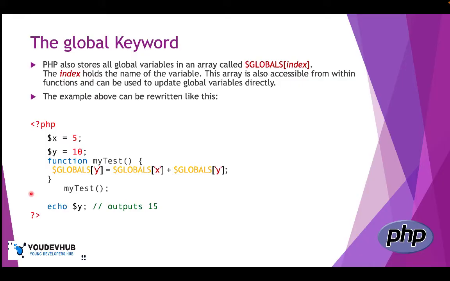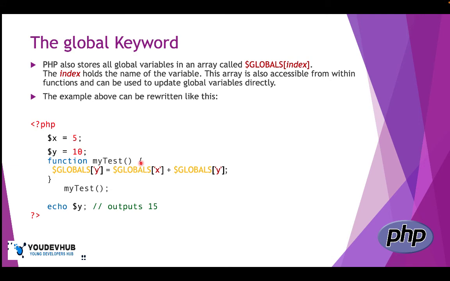Also, apart from using the global keyword, we can also use the GLOBALS array with an index. PHP also stores all global variables in an array called $GLOBALS[index]. The index holds the name of the variable, and this array is also accessible from within functions and can be used to update global variables directly. Now, another way of writing it, instead of using just the global to declare them, we can specify which global variable we want to use by using the keyword global and adding it with the name of the variable. It also functions the same way.